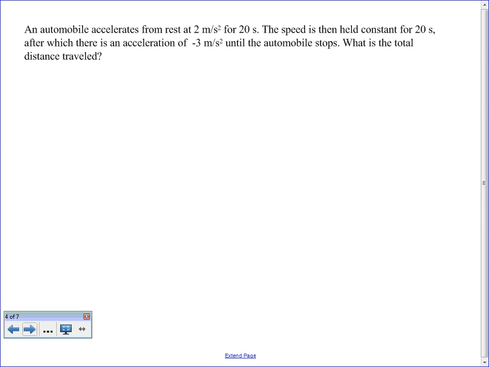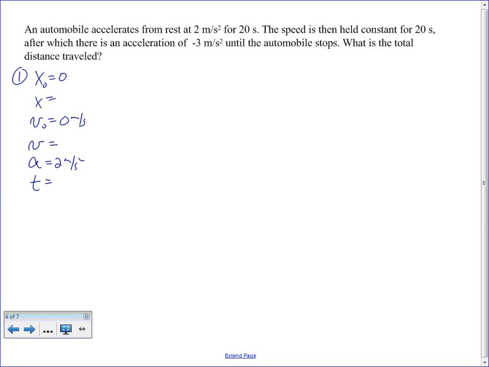And so what we're going to do is break this up into 3 parts. In the first part, the object is accelerating. It goes from rest, and it accelerates at 2 meters per second squared for 20 seconds. So I'm going to let the initial position be 0. The initial velocity is 0 meters per second. The acceleration is 2 meters per second squared.